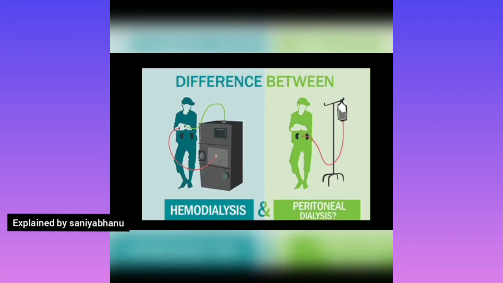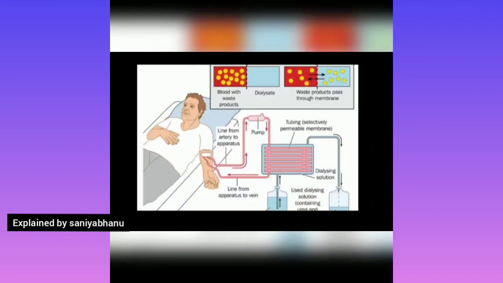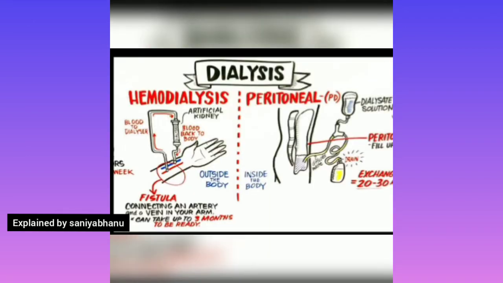Differences between hemodialysis and peritoneal dialysis. Kidney failure can be treated by either hemodialysis or peritoneal dialysis. Both processes involve the removal of waste and extra fluid from the body. In hemodialysis, blood is pumped out of your body to an artificial kidney machine and returned to your body by tubes that connect you to the machine.